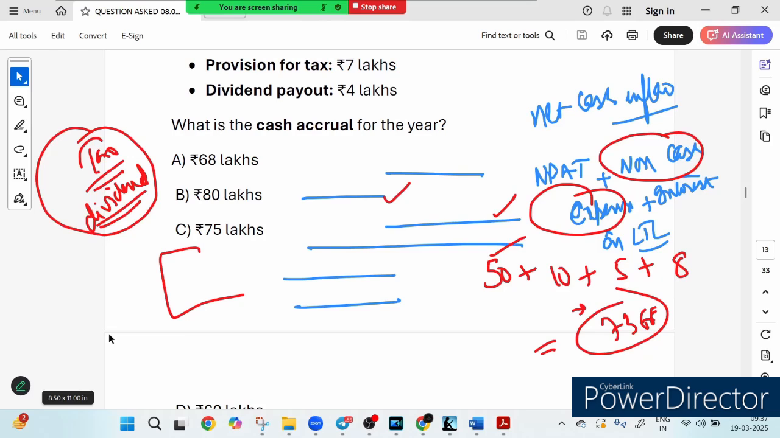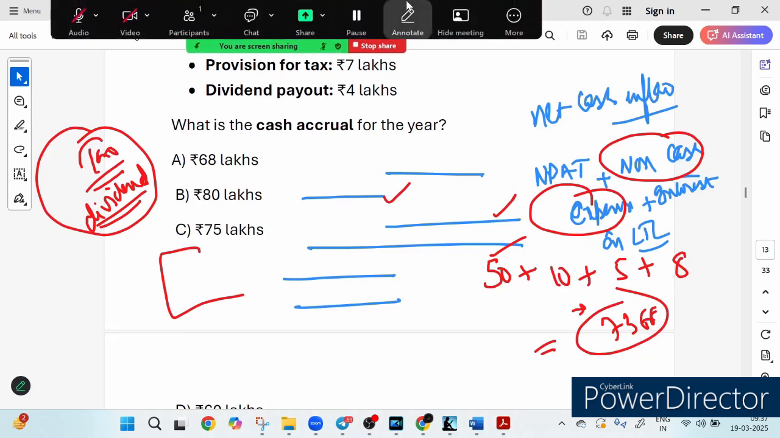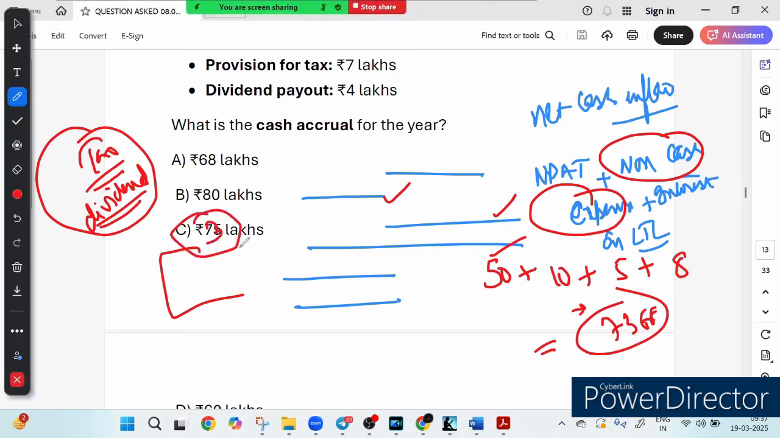Yes, so let us say instead of the 75, this is 73. So this is the correct answer, 73 lakh. Remember that the cash accrual formula is NPAT plus depreciation plus amortization plus interest on long-term loan.